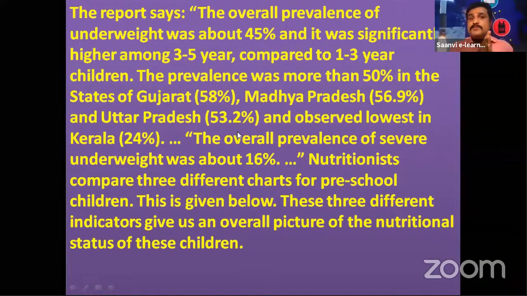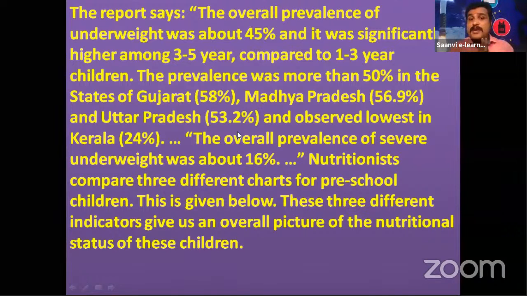The prevalence was more than 50% in the states of Gujarat at 50%, Madhya Pradesh 56.9 and Uttar Pradesh 53.2, and observed lowest in Kerala. When it comes to Kerala, it is 24% only under nutritious, we can say that. Rest all, see, even Andhra Pradesh and Telangana may be included in this.